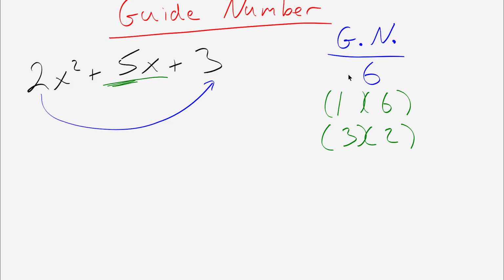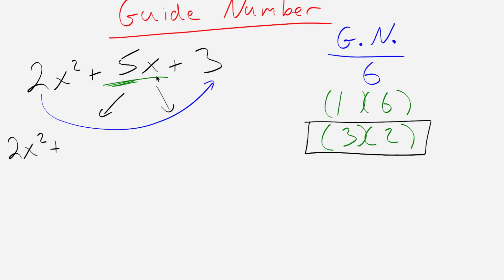Once we figured out that 3 and 2 are the factors of the guide number that I'm interested in, we rewrite the trinomial. I'm going to rewrite the trinomial as 2x squared plus, and I'm going to split this 5x up. I have the factors, remember, 3 and 2, so 2x plus 3x. And then we still have our plus 3. So I just split my 5x up into 2x plus 3x. Where did I get the 2 and the 3? The 2 and the 3 were factors of my guide number. So you will always split the middle value up into factors of the guide number.